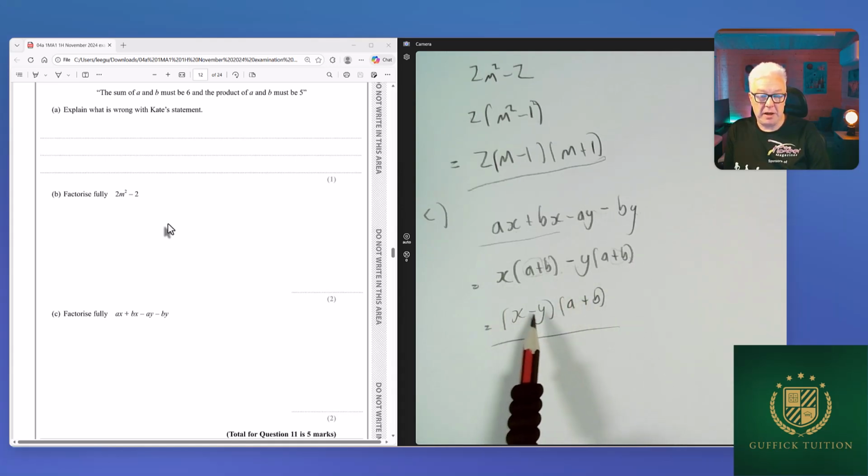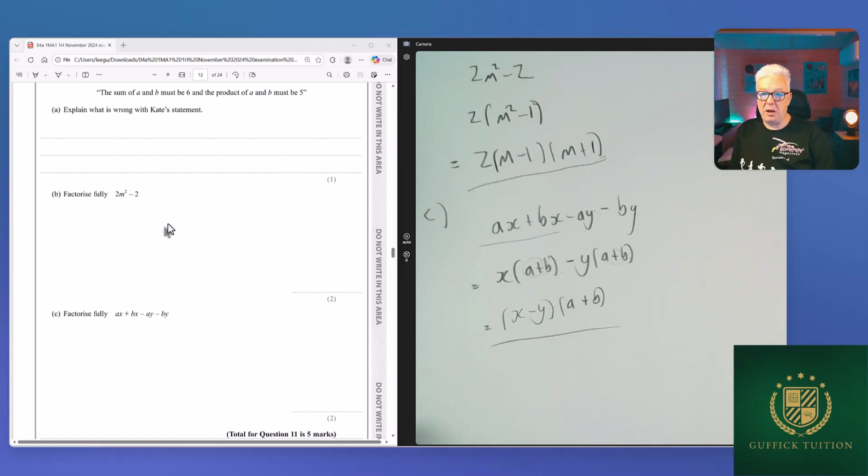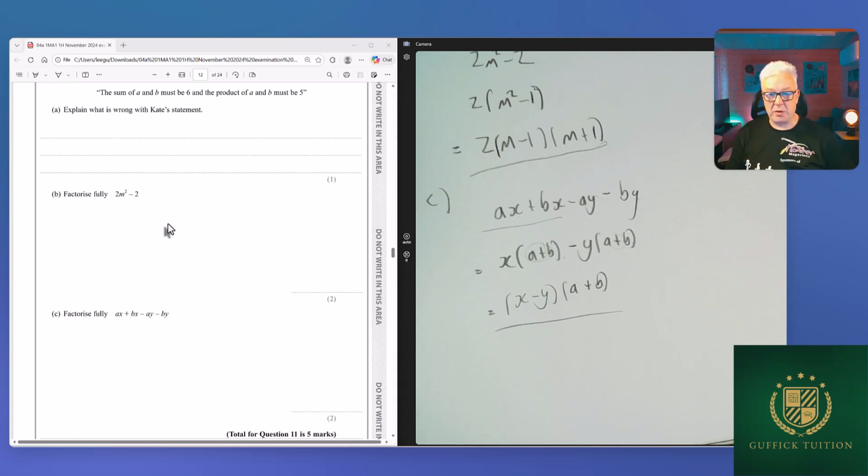So it is x minus y times a add b. But I bet lots of students haven't seen that or haven't had a lot of practice at doing that. But that's what the answer is for that one.